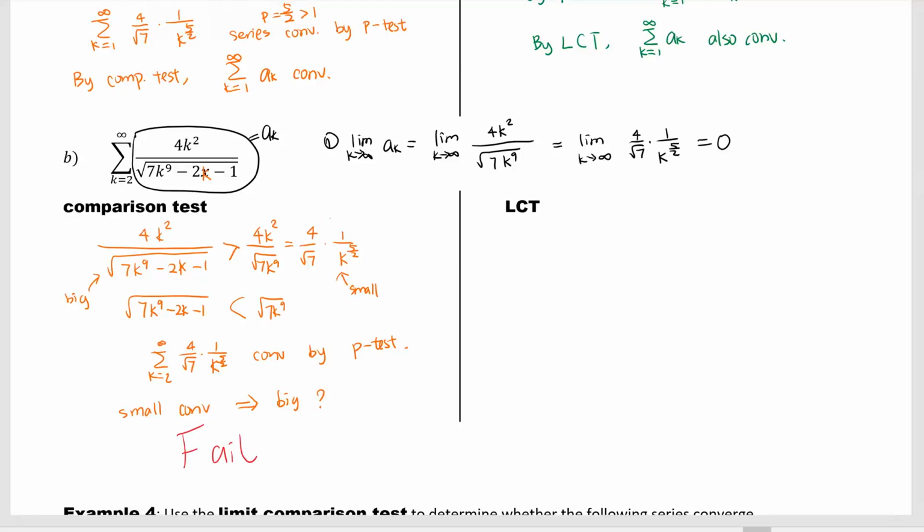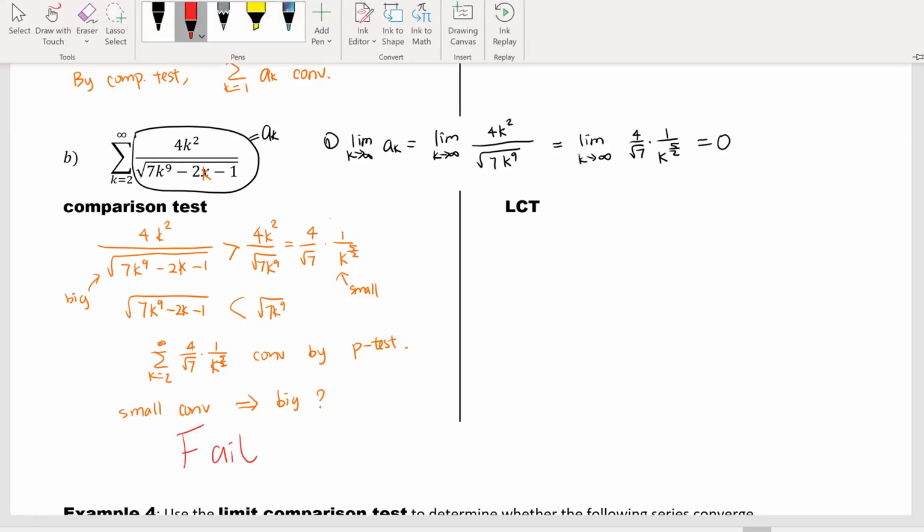Yeah, so that's the limitation of the comparison test. It only works one way: if the big guy converges, then the small guy converges, and if the small guy diverges, then the big guy diverges. If the big guy diverges, we have no conclusion about the small guy. If the small guy converges, we have no conclusion about the big guy. So those are the limitations of the comparison test.